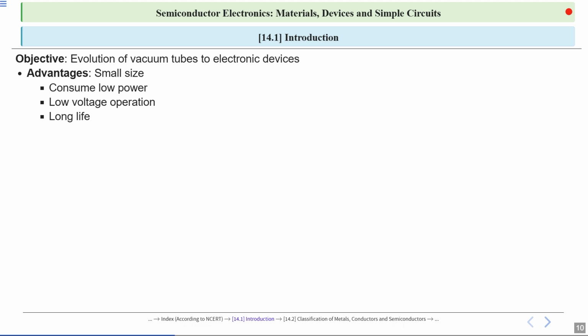Vacuum tubes enabled early electronic devices by controlling electric current, but they had short lifespans due to heating and wear. Their evolution led to transistors and semiconductors, which are smaller, more durable, and provide longer life, making modern electronics reliable and efficient. Semiconductor devices provide high reliability.